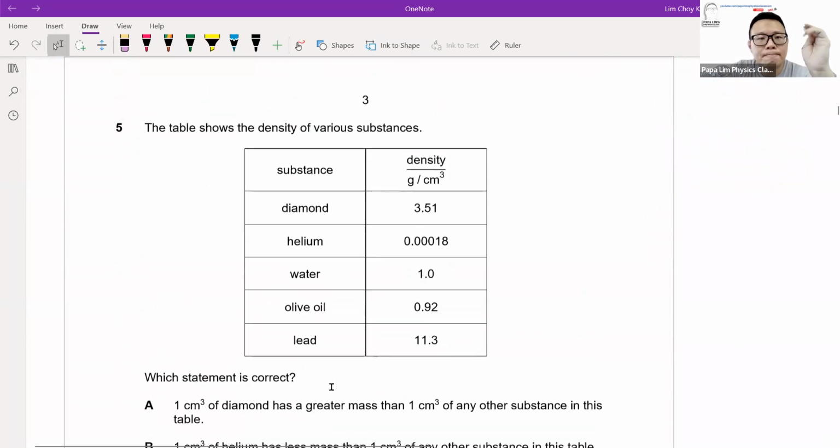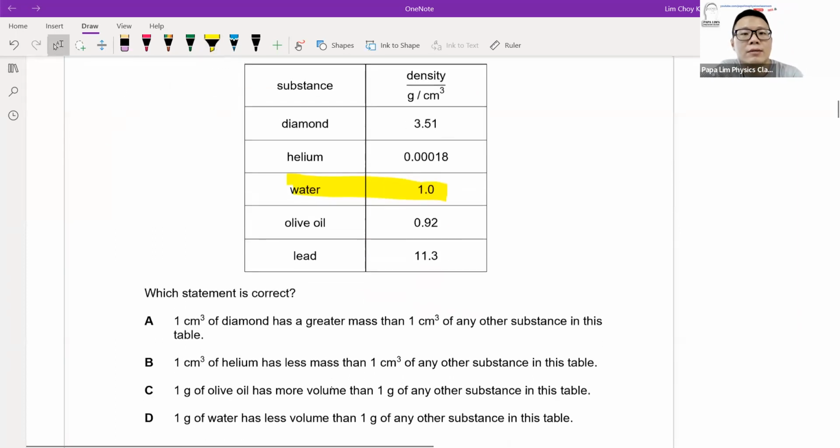Question 5, the density of the object. Based on the table, one of the common facts that physics students have to be aware of is that the density of water is 1 gram per cm cube. Just to have a rough idea of how big is big, how heavy is heavy. Generally we take water as a benchmark. So we know that anything more than 1 gram per cm cube definitely will sink in water. If you look at it, diamond definitely will sink because density is more than 1. Lead definitely will sink, which is more than 1. So these two will sink in water.